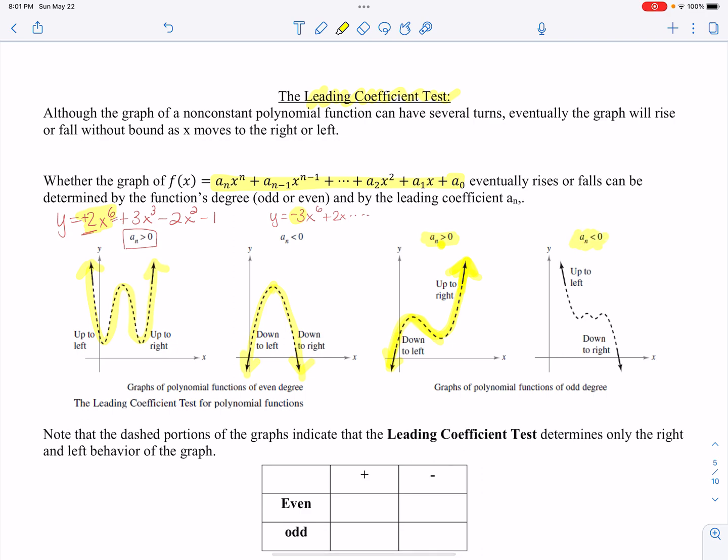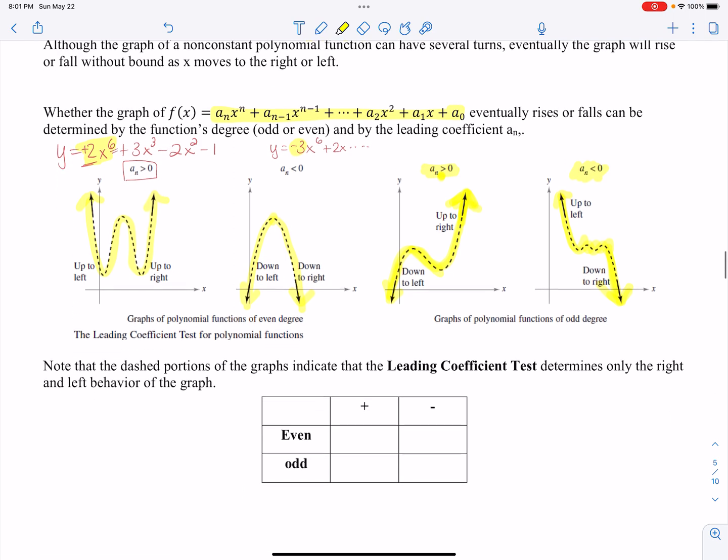And when that leading coefficient is negative, then it's going to fall to the right and go up to the left. So you'll see overall, whatever happens in the middle, however many squiggles you get, overall the graph is going down. So it's going to end in the negative direction and start in the positive direction.